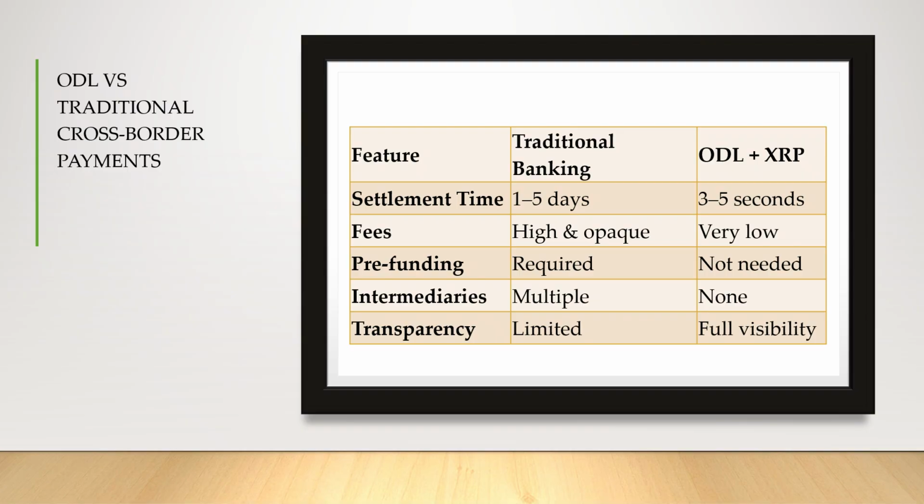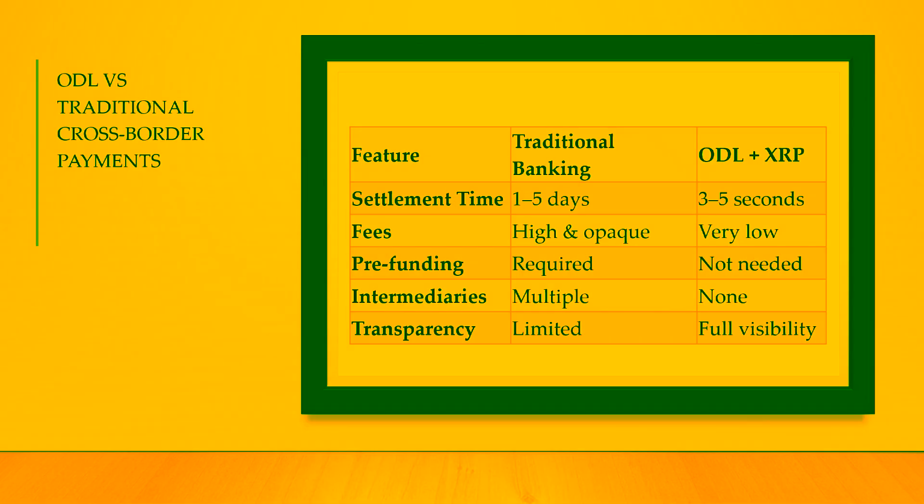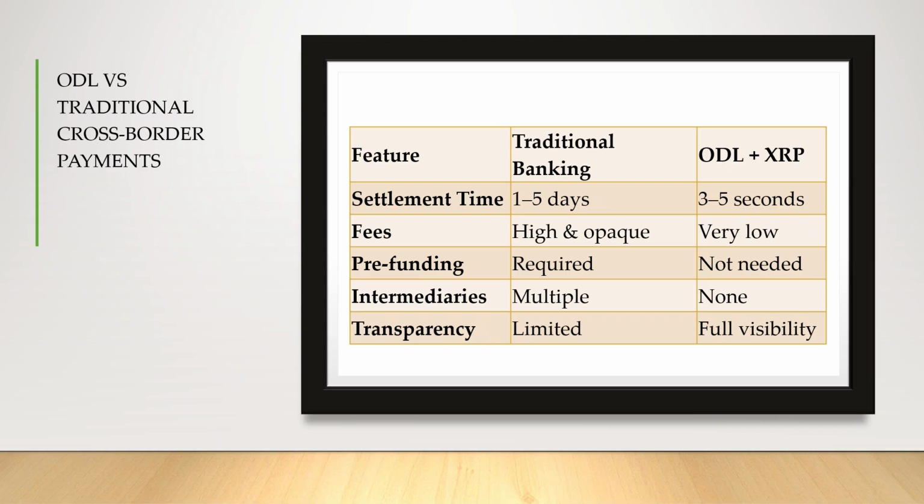So here I have a chart that compares the two: on-demand liquidity using XRP versus traditional banking. So let's take a look at some of these things right here. So as far as settlement, traditional banking takes 1 to 5 days. XRP settles in 3 to 5 seconds. That's amazing. The fees are high for traditional banking. For XRP, the fees are very low.